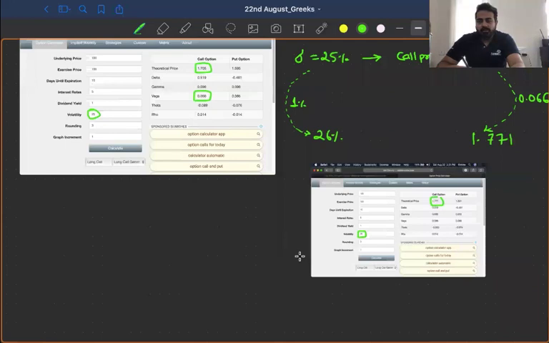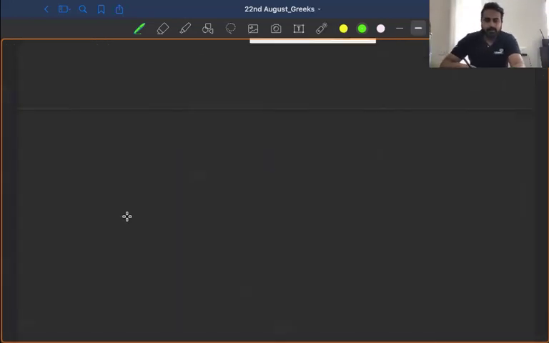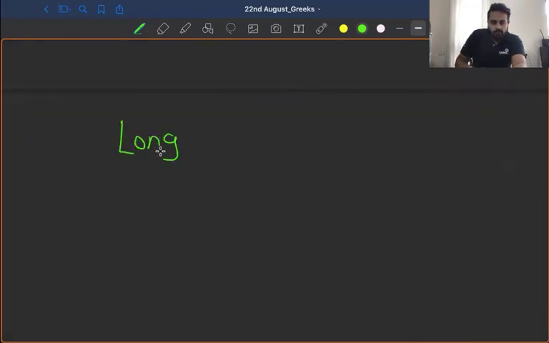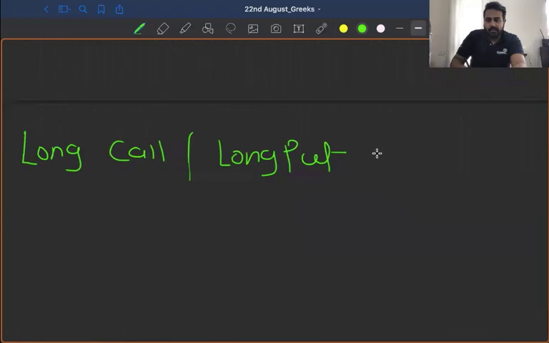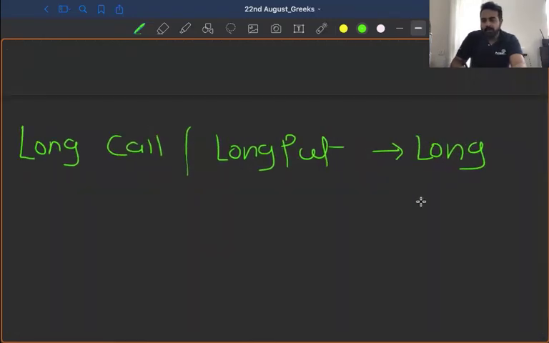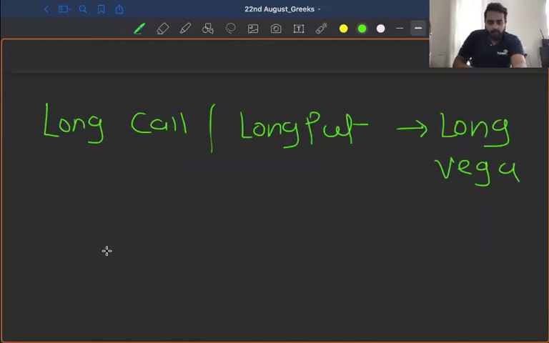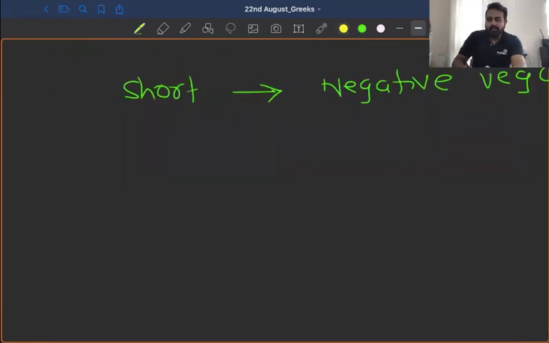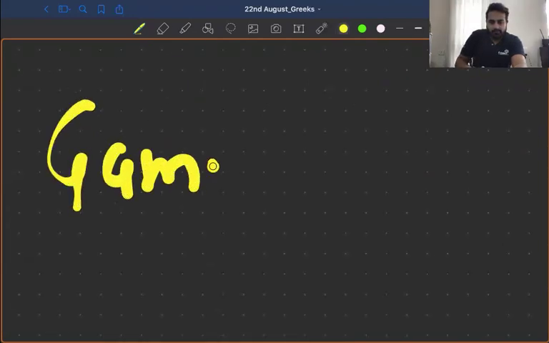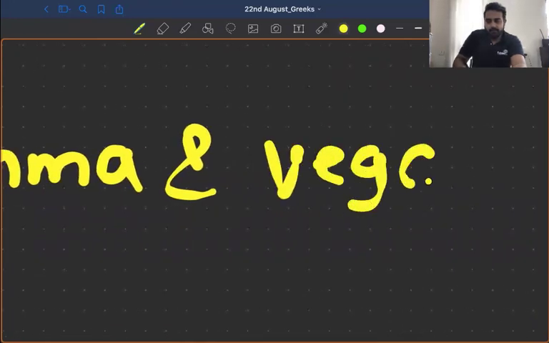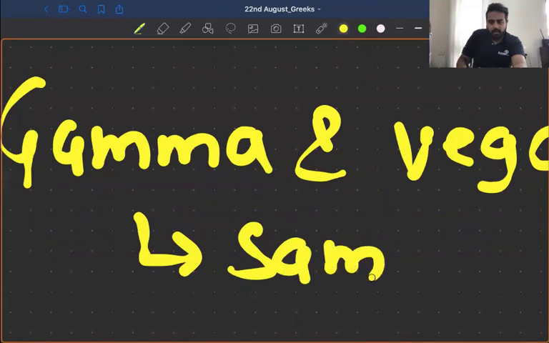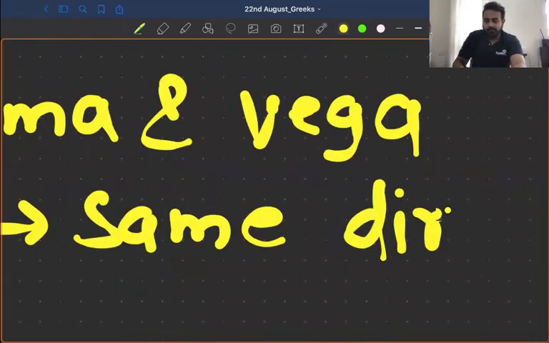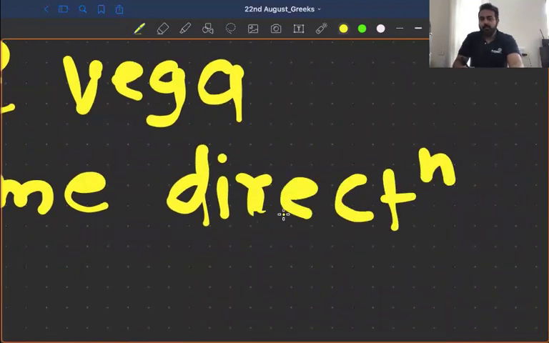Now, which options will have positive Vega and which options will have negative Vega? It's very simple. If you have a long position on either a call or a put, it doesn't matter. If you're a buyer of an option, then you're going to be long on Vega. You're going to hope that volatility goes up. But if you have a short position, then you're going to have a negative Vega. Another easy way to think of this is gamma and Vega generally have the same direction. Whenever your gamma is positive, your Vega will also be positive.